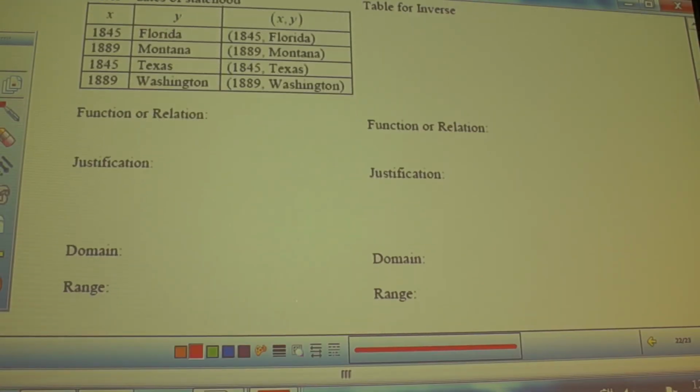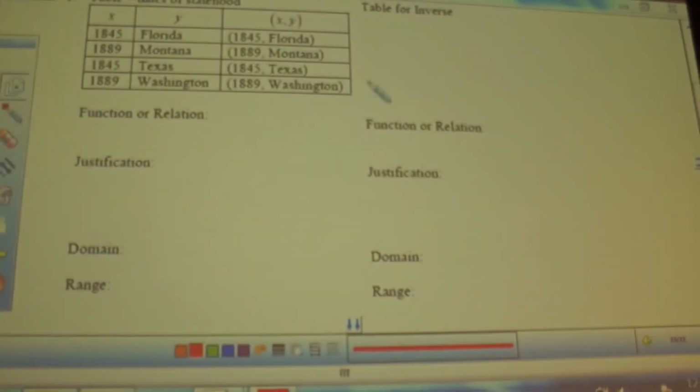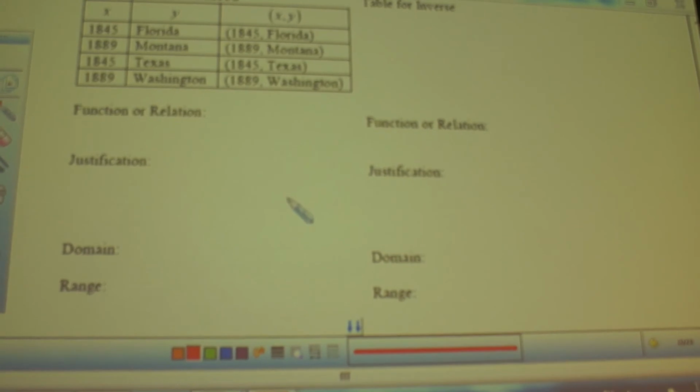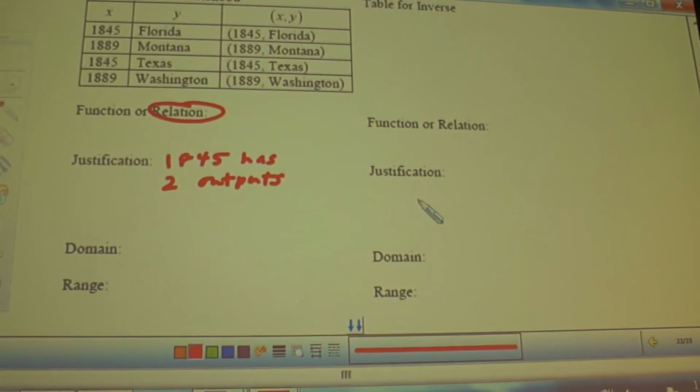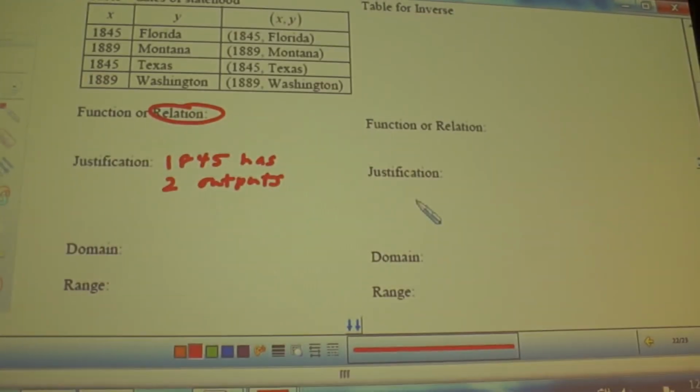Here's the table. Is it a function or relation? Relation. Why? 1945 is listed twice. Yep. So 1889 has 2 outputs. Just pick one, doesn't matter. Just give one example that fails and you're good to go. You can also say 1889 has 2 outputs, either one.